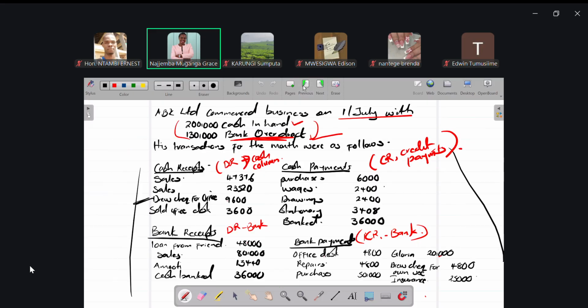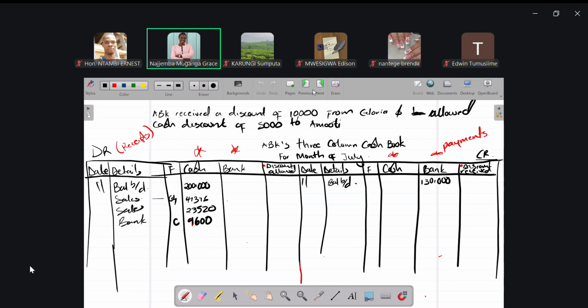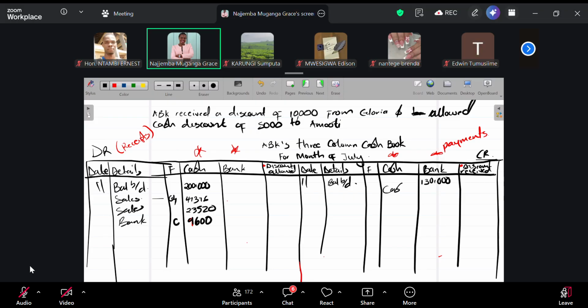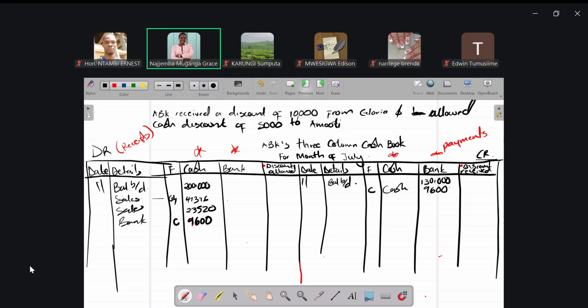Okay, then we have sold office desk, 3,600. Excuse me, madam. Yes, please. How come you've not posted the 9,600 on the credit side? Yes. Cash has received from bank. Then we also show that bank lost to cash.